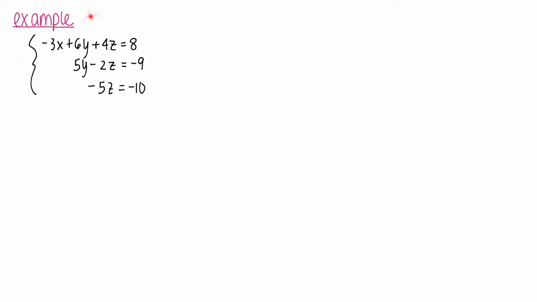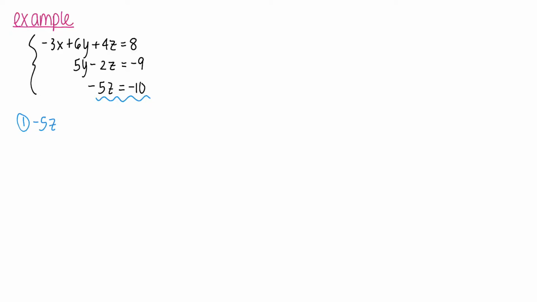So here we go. We have this system right here: negative 3x plus 6y plus 4z equals 8, 5y minus 2z equals negative 9, and negative 5z is equal to negative 10. It's easy. If you can easily solve for one variable, all you'll need to do is solve for the variable, and then we can just keep on plugging in. So we can solve for z here. If we plug z in, we can solve for y. Then we have y and z. We can plug them in and solve for x. So that's the process we're going to take. We're going to start with this guy here.